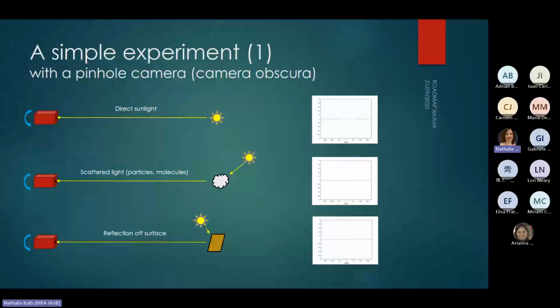So we have a simple experiment. Let's think about a pinhole camera, which is just a box with a small hole in it. And at the back of the box is a detector, a photodiode, let's say. And you measure the direct sunlight. If you rotate the instrument around the direction of propagation of the light, and you plot the intensity as a function of this angle of rotation, you see nothing. If you do the same with scattered light, particles and molecules, you see nothing.